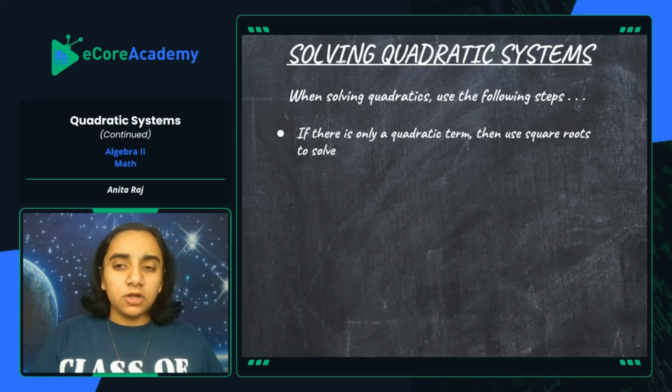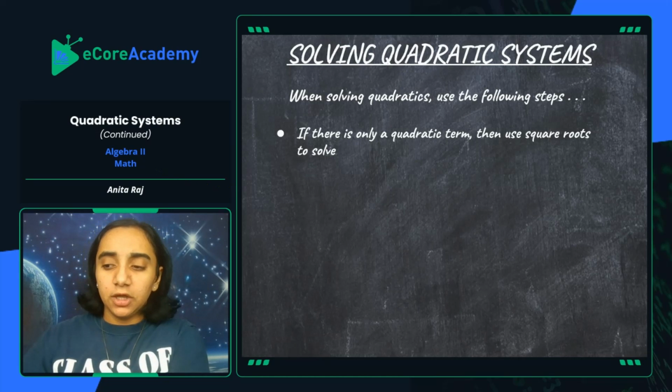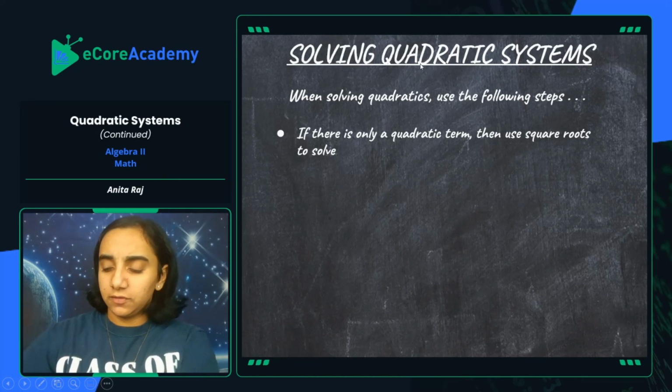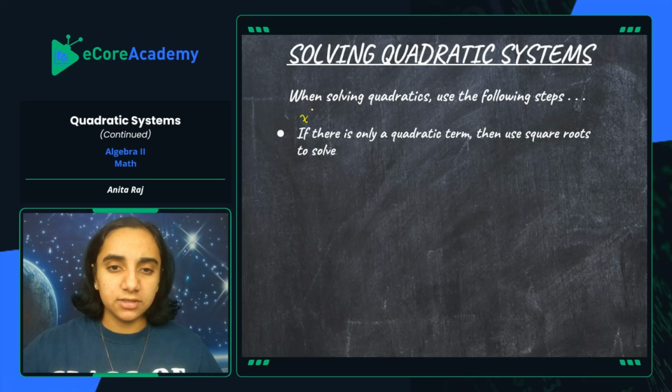If there's only a quadratic term, then use square roots to solve. So this is what I mean. Remember, a quadratic term is always going to be your x squared term. That's what denotes a quadratic. So if you have something like x squared, this is what you would consider a quadratic term. I'll give you an example of a problem that uses this principle.